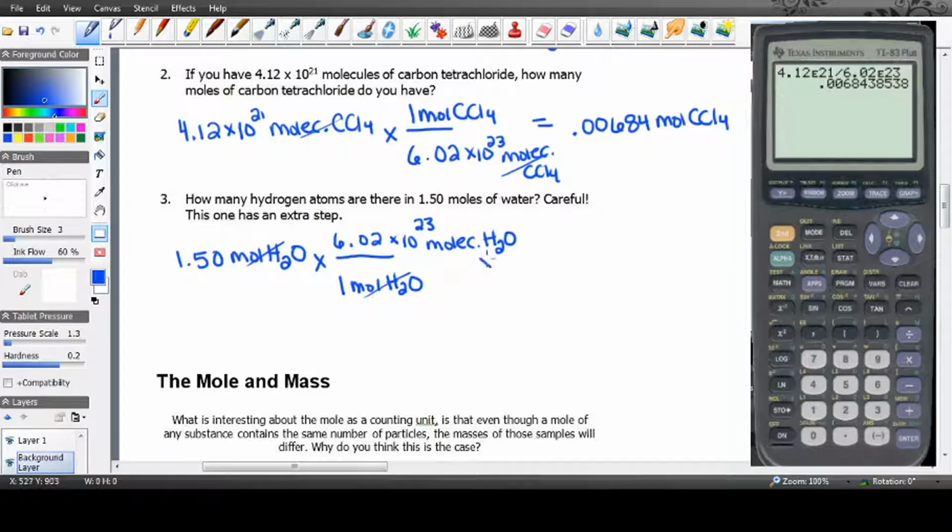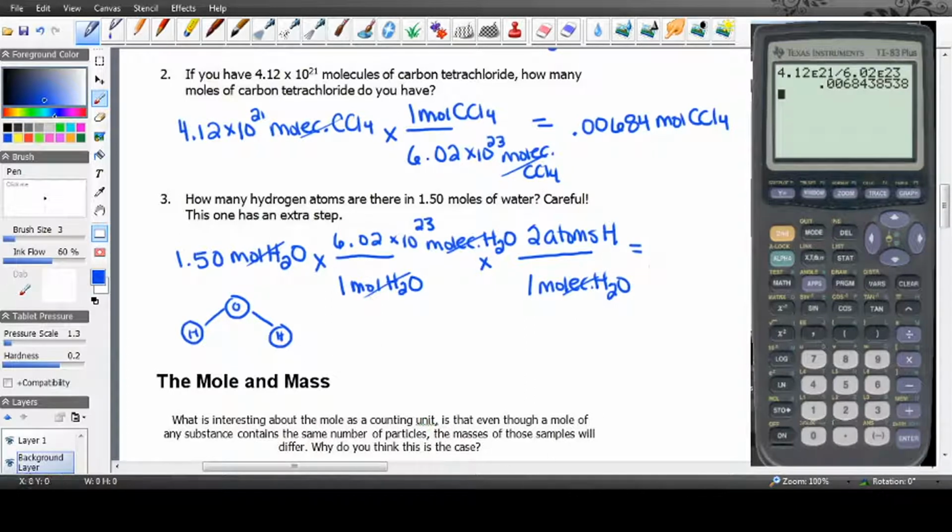So I'm just going to add in one little conversion factor here that tells me that 1 molecule of water contains 2 atoms of hydrogen. Right, so I basically just had to take my answer and multiply it by 2 because a water molecule looks like this: hydrogen, oxygen, hydrogen, right? So if I have X number of those things and I want to know how many hydrogens total, it's a 2 for 1.